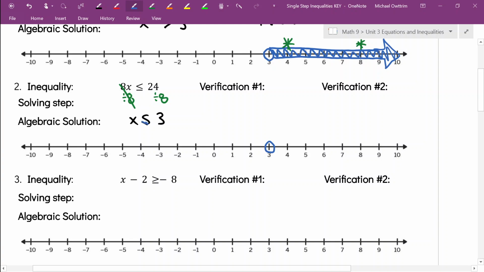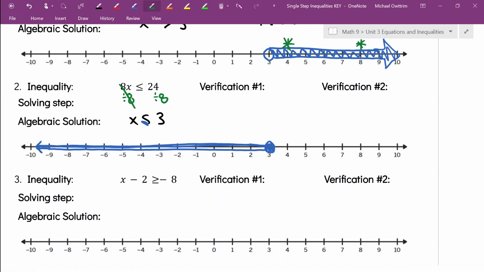However, this time, since we do have that equality, we do have less than or equal to 3, we're going to shade in our dot at 3. And here we want our arrow to go to the left of 3. It's all the numbers that are left of 3 on our number line. So again, in terms of checking this, we can choose any points that are within that arrow region.